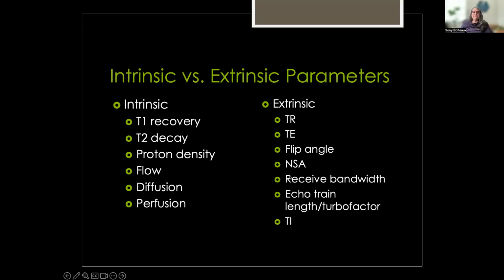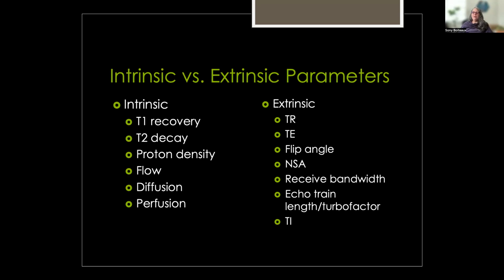We have a couple different sets of parameters that we work with in imaging, and this is true of X-ray as well as for MRI. When we think about X-ray, we can talk about the Z number of the tissues, or the atomic number of the tissues, and how much they're going to attenuate the X-ray beam. Are they going to be a radiopaque tissue or a radiolucent tissue? That's going to be an intrinsic parameter when we're talking about X-ray.